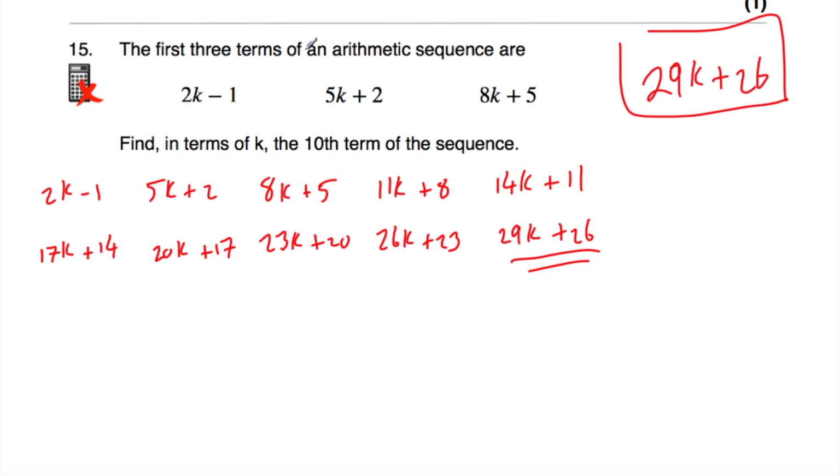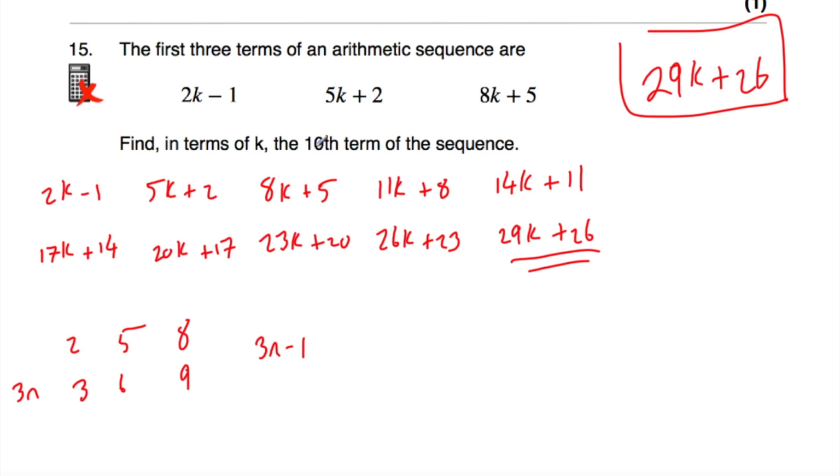Another approach is to find the nth term for the numbers of k's and find the nth term for the numbers on the end. So in terms of the numbers of k's, we've got 2k's and then 5k's and then 8k's. So let's find the nth term. It's getting bigger by 3 each time, so it's going to be 3, 6, and 9, and that would be 3n. But in terms of our sequence, it's 1 smaller. We're going to take away 1, take away 1, take away 1. So the nth term for the number of k's would be 3n minus 1. And that's the number of k's.